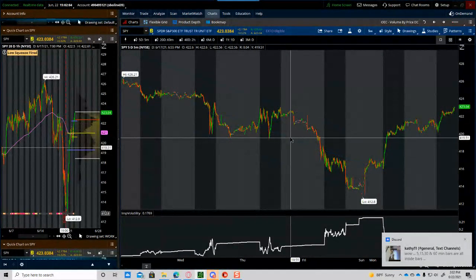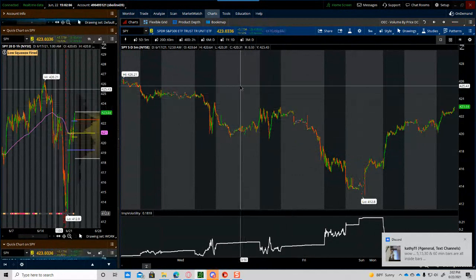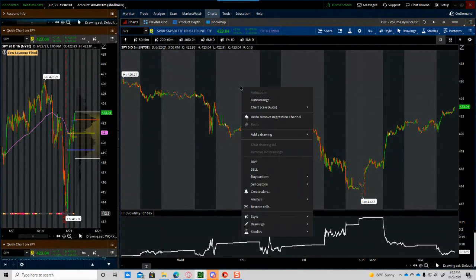So to be able to draw that, you want to right click and get this menu. You know what? I had it right the first time, but there you go. Add a drawing and choose the one with an R. If you want the channel, you could choose the R with the 2 lines. But if you just want the line, then you can just choose the R.